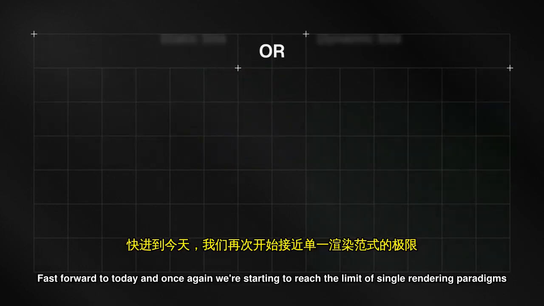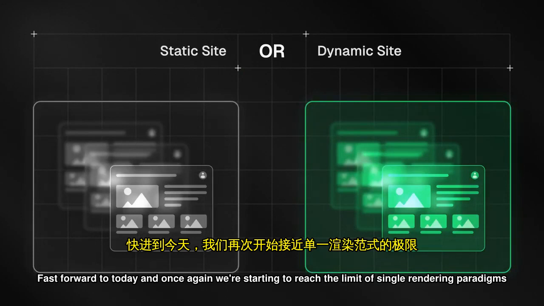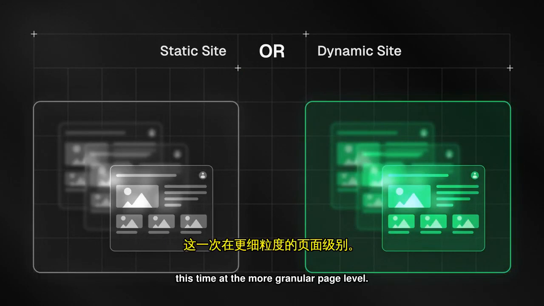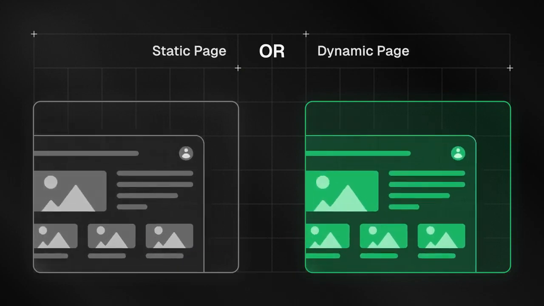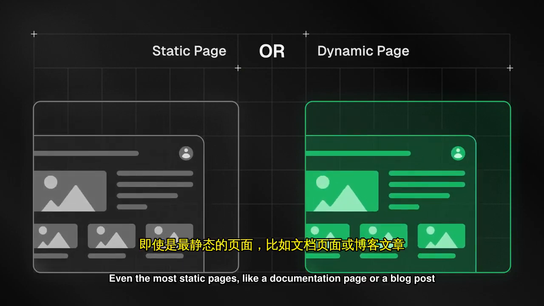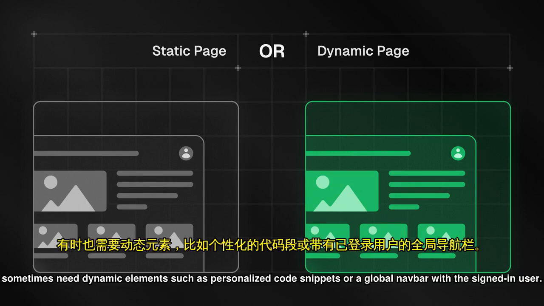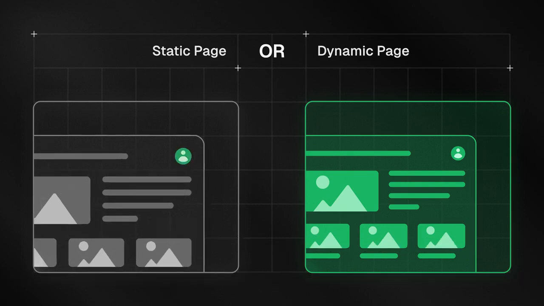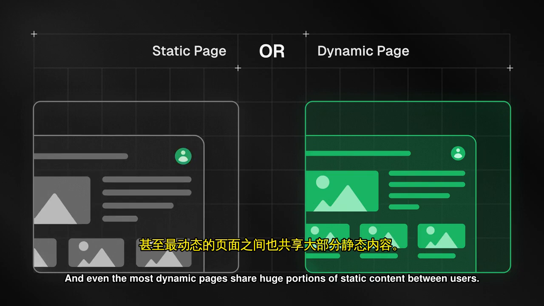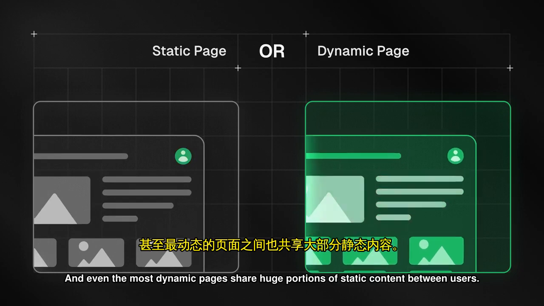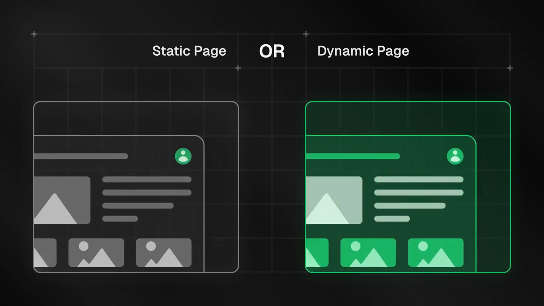Fast forward to today, and once again, we're starting to reach the limit of single rendering paradigms. This time at the more granular page level. Even the most static pages, like a documentation page or a blog post, sometimes need dynamic elements such as personalized code snippets or a global navbar with the signed-in user. And even the most dynamic pages share huge portions of static content between users.